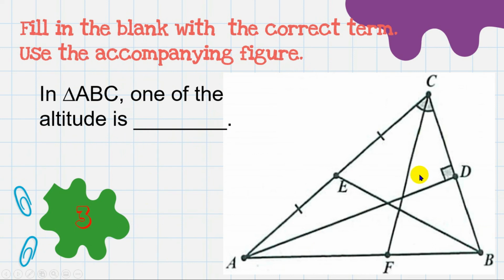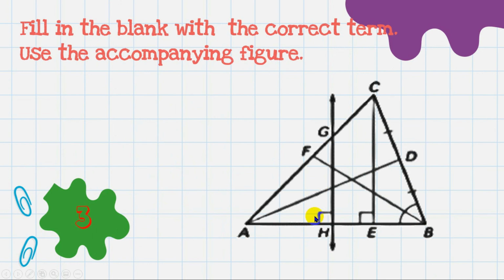Okay, next. So, using this figure, triangle ABC, one of the altitude is blank. So, alin daw dyan ang altitude ng triangle na ito? So, meron tayong tatlong line segment dyan na magkakaiba ang tawag. Line segment BE ay ang median. Alin naman kaya ang altitude? Again, ang palatandaan natin ay ang right angle or the square corner, at ang altitude dito ay ang line segment AD. Okay?